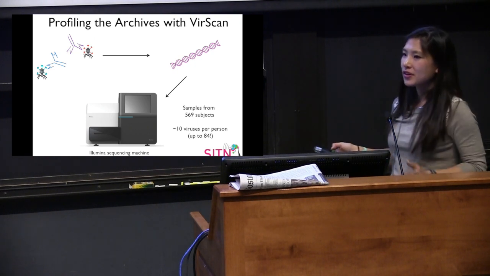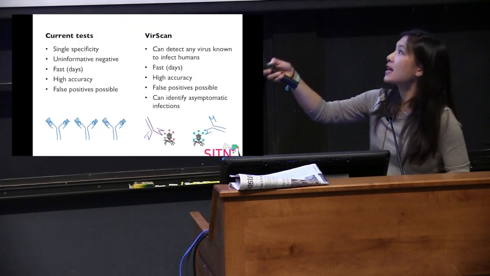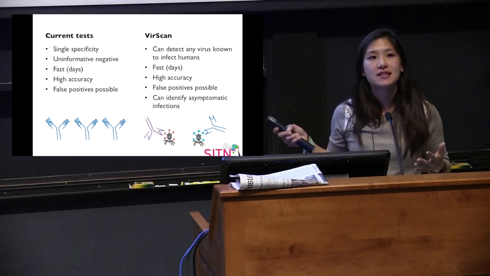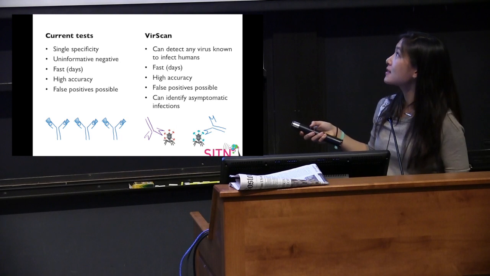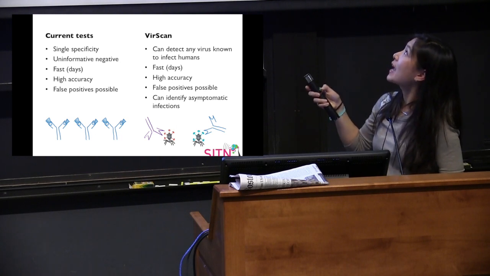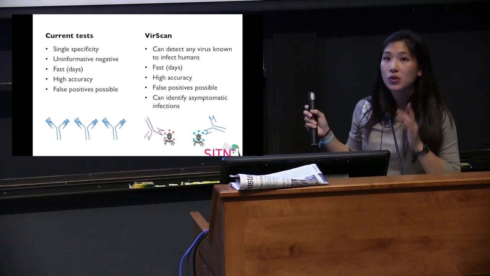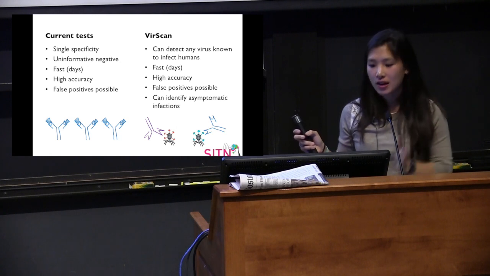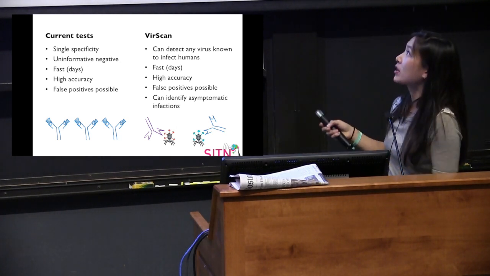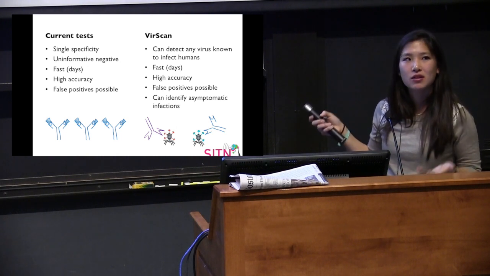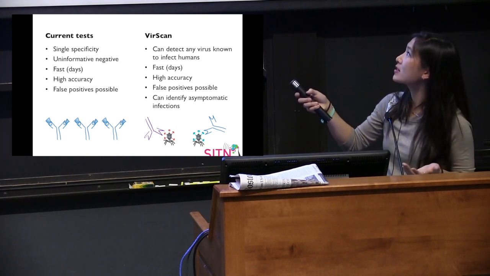So let's compare VirScan to our current tests, and our current test is the hepatitis C example I used a couple slides ago. Compared to our current tests, VirScan can detect any virus known to infect humans with one test. Instead of going one at a time, hepatitis C or HIV, we're getting all of them in one go. It's also fast. It only takes a couple days, just like our current tests.